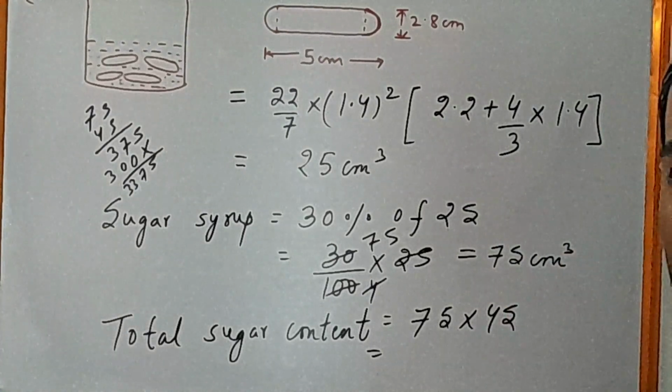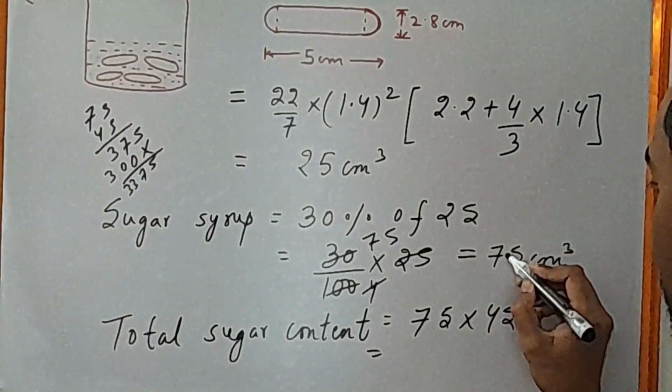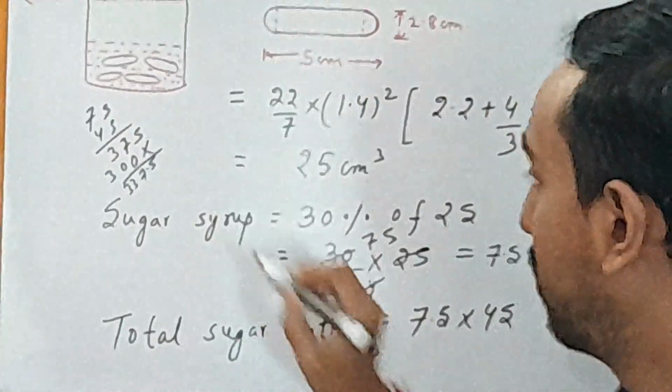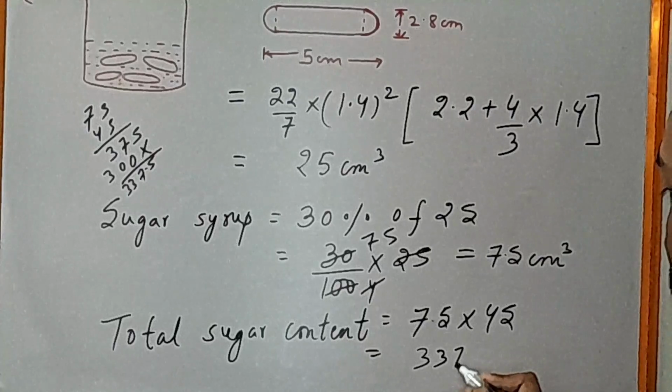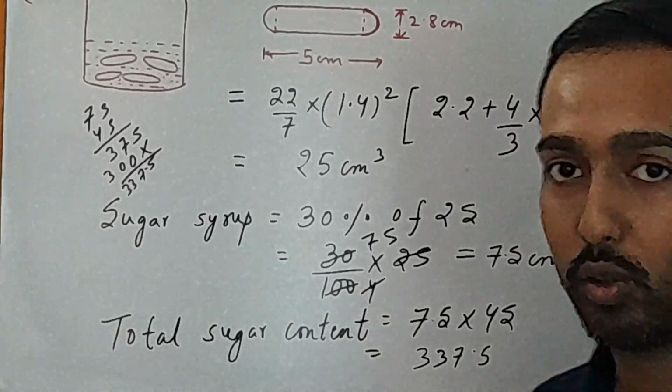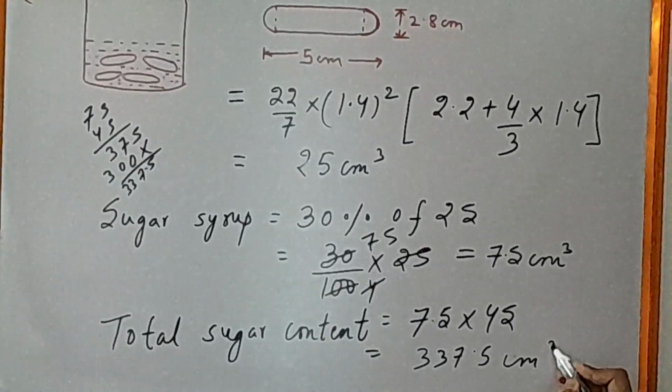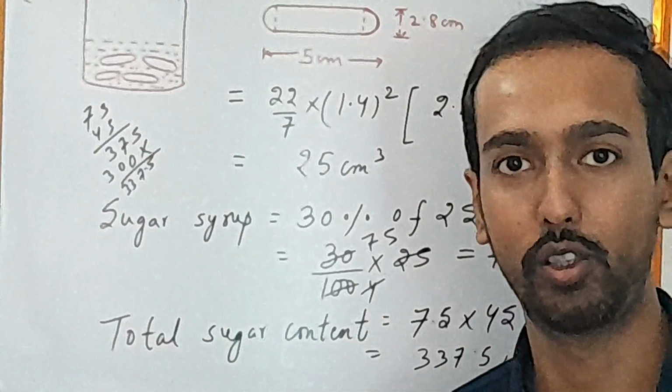Here was a mistake first, you can see that I forgot the decimal part here. So the answer will be 7.5. So the total sugar content in 45 gulab jamuns comes out to be 337.5 centimeter cube. So let's move on to the next question.